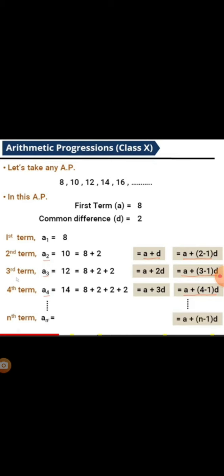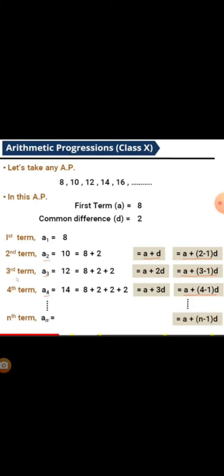It can be rearranged as A plus (2 minus 1) into D. What is 2 minus 1 into D? 2 means what? The position of the term. See here, A2 means A suffix 2. 2 means the second term. That is 2 minus 1. 2 minus 1 means 1D. That is A plus D.